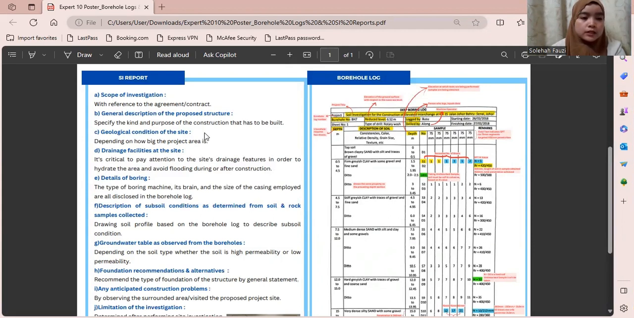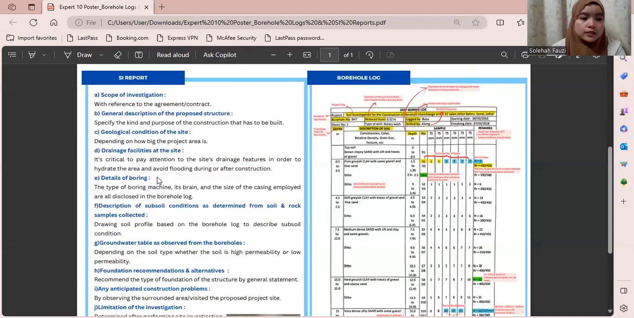Third is the geological conditions of the site. It depends on how big the project area is. If the project area is small, there are fewer geological conditions. If the project area is large, there are more geological conditions. Fourth is the drainage facilities at the site. It is critical to pay attention to the site's drainage features to drain the area and avoid flooding during and after construction.